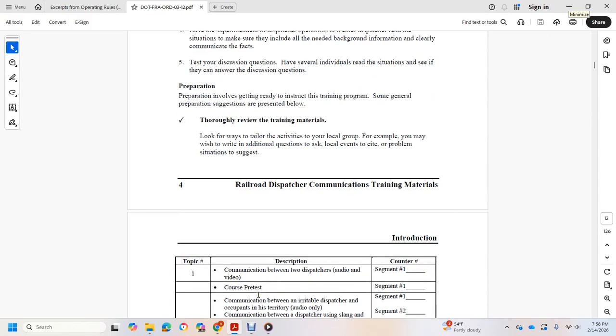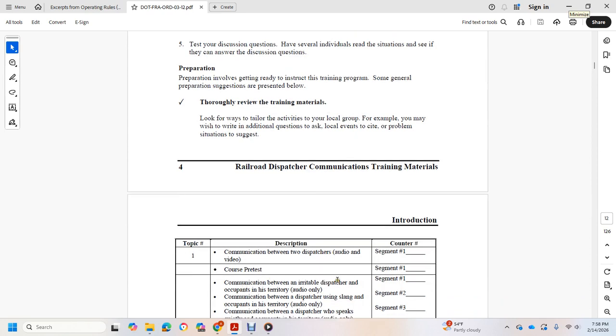Topic 1. Communication between two dispatchers, audio video. Segment 1, course pretest. Segment 1, communication between an irritable dispatcher and occupants in his territory, audio only. Segment 1, communication between a dispatcher using slang and occupants in his territory, audio only.